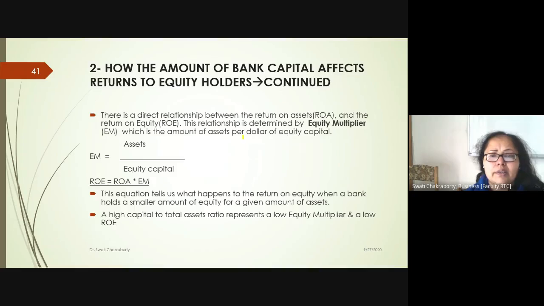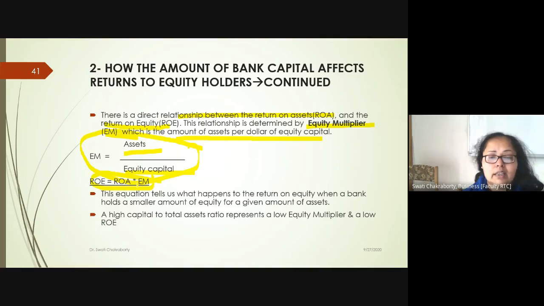There is a direct relationship between return on assets and return on equity, and this relationship is determined by what we call the equity multiplier. Equity multiplier is the amount of assets per dollar of equity capital, right? So ROE is equal to ROA times EM.